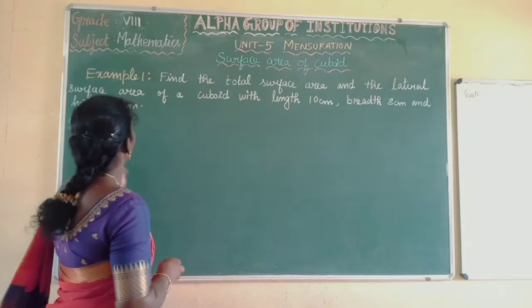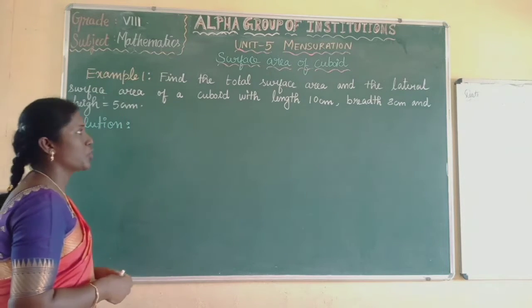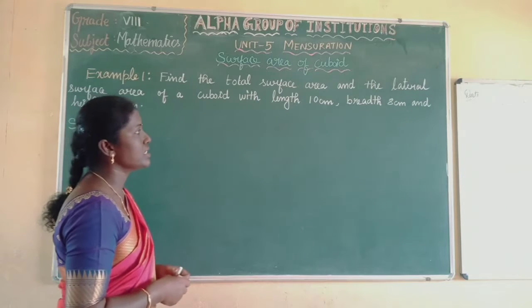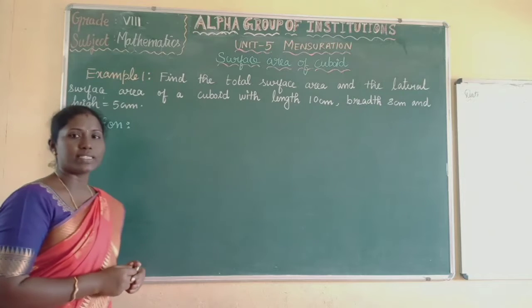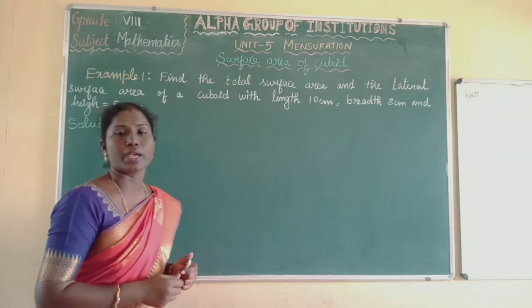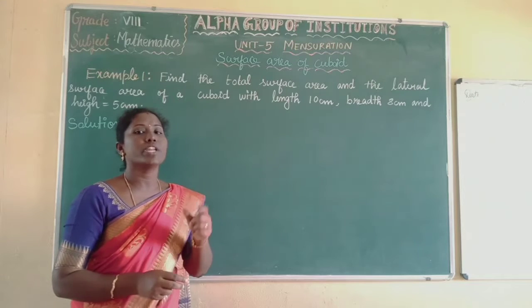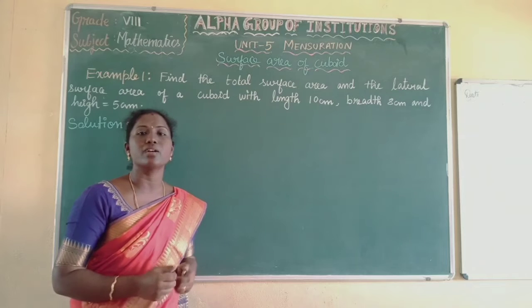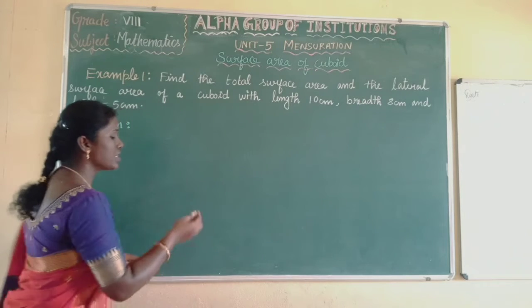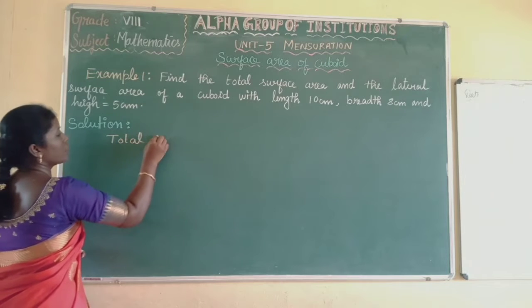Now find the total surface area and the lateral surface area of the cuboid with length 10 cm, breadth 8 cm and height equal to 5 cm. It is a direct question. They gave the length, breadth and height of the cuboid clearly. We need to find the total surface area and lateral surface area just by applying the formula. First, we will go with the total surface area.